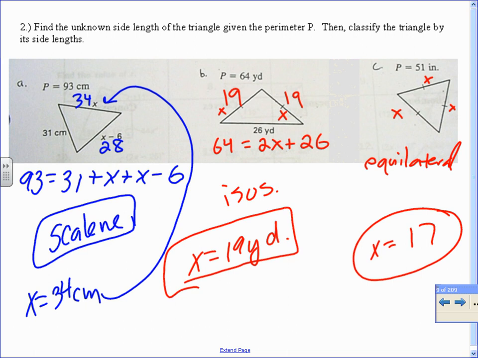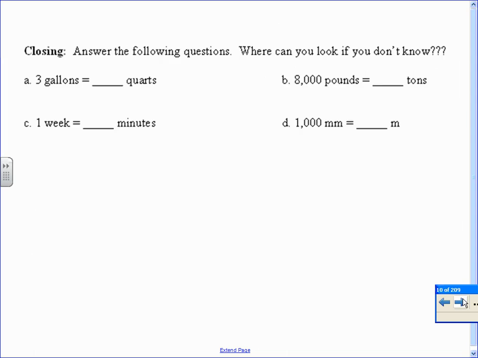Okay, so the closing. Let's see how you guys did on this. You could have used your conversion chart if you needed to. Matt, 3 gallons equals how many quarts? Good job. Yes, you may. Justin, 8,000 pounds is how many tons? Awesome. Doug, 1 week is how many minutes? Nope. 1 week is how many minutes? Briar? 10,000. Good. 10,080 minutes. You got to read carefully, okay? Charles, 1,000 millimeters is how many meters? Good job.